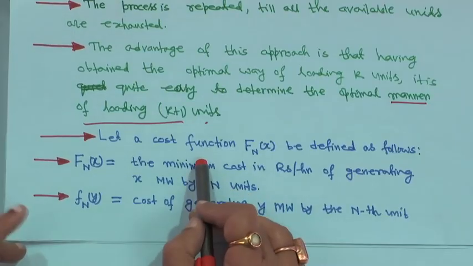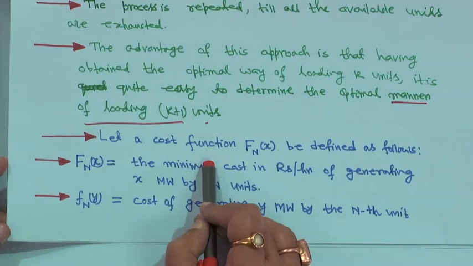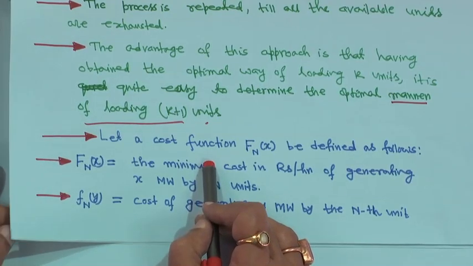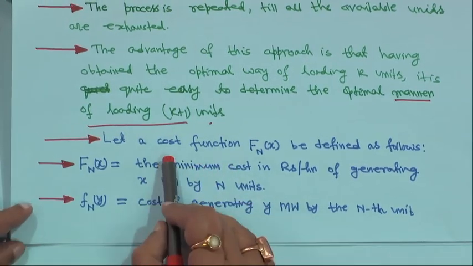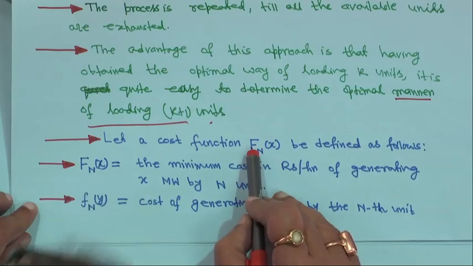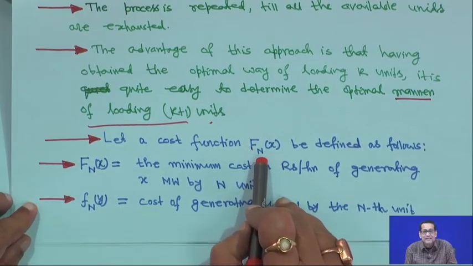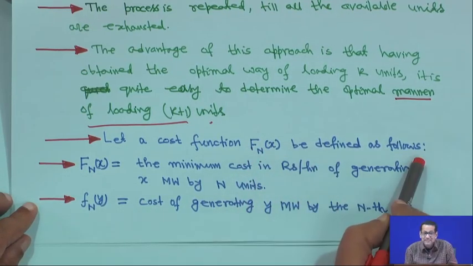Okay. So now you have to understand that the computation is actually easy, but very high, but I will show you one or two things. For example, let a cost function, capital F suffix capital N of x, be defined as follows.